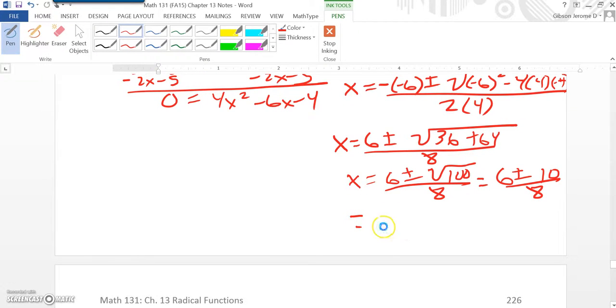So now we would have x is equal to, now we would have two separate solutions, 6 plus 10 over 8 and 6 minus 10 over 8. So this would give us x is equal to 16 over 8, which is 2, and 6 minus 10 is negative 4 over 8, which would be a negative 1/2. So these are our two solutions.